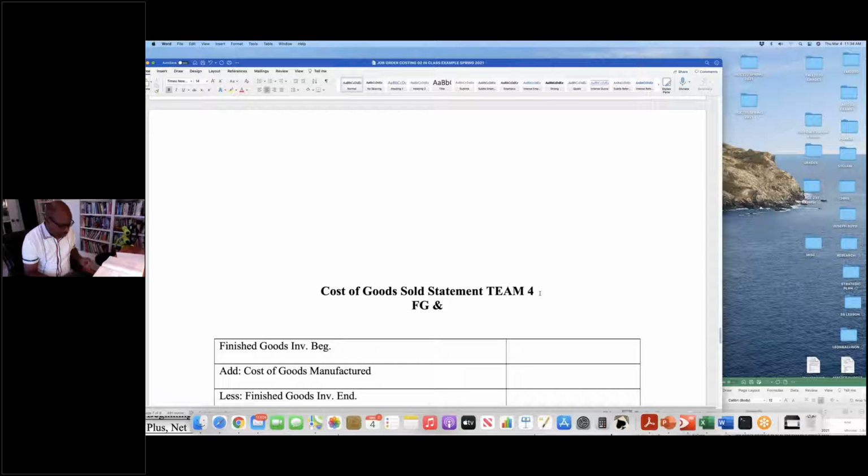The finished goods and the COGS T accounts in the parity statement.